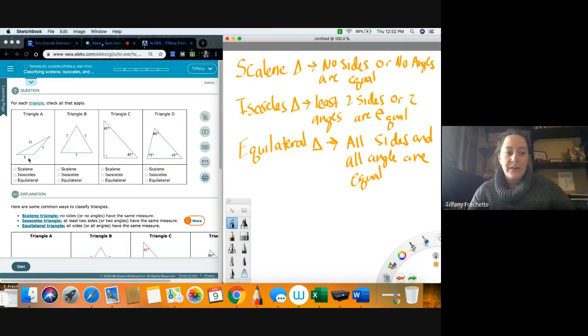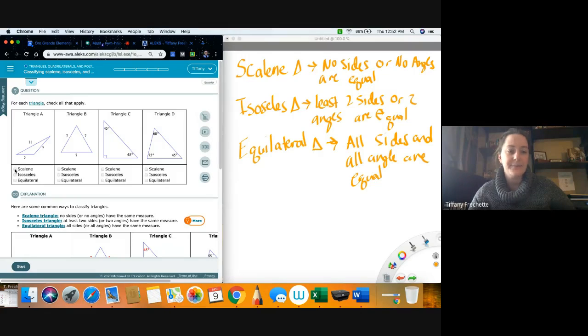So if we look at this one, we have 5, 7, 11, and we're looking at the sides. The only one where no sides or no angles are equal is scalene, so we click scalene. Triangle B, we have 7, 7, and 7. All the sides are equal, so we know it's equilateral. This is where it gets a little tricky. Isosceles says at least two sides or two angles are equal, so we would also click isosceles. If you click equilateral, immediately click isosceles, because they both work.